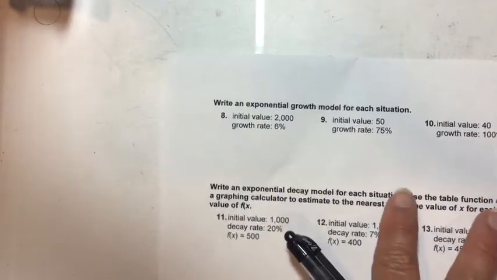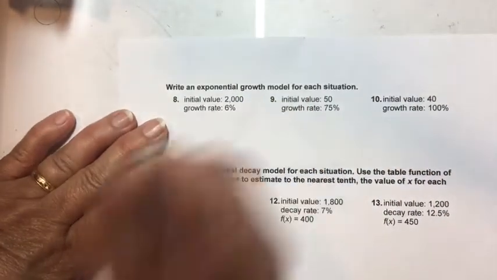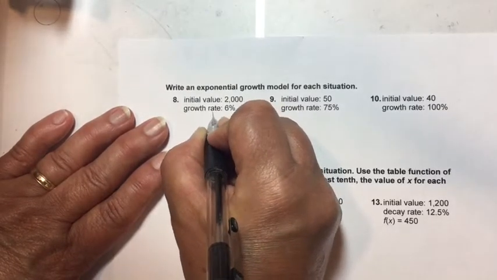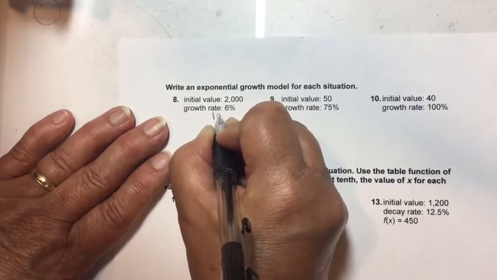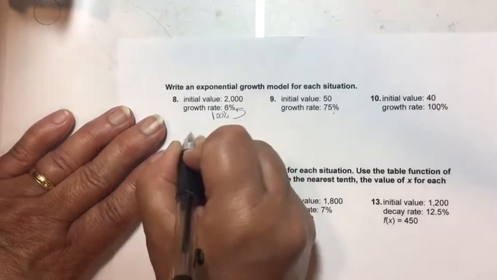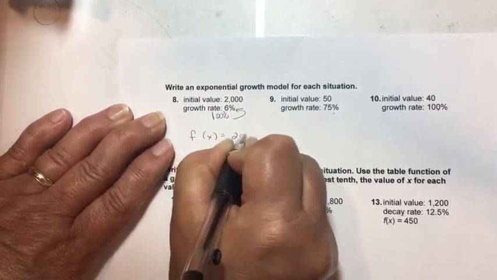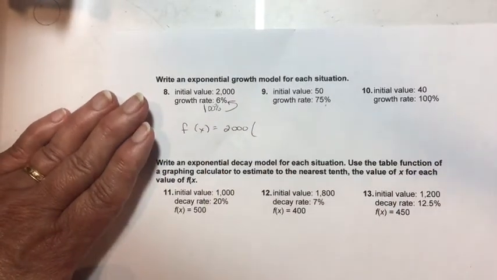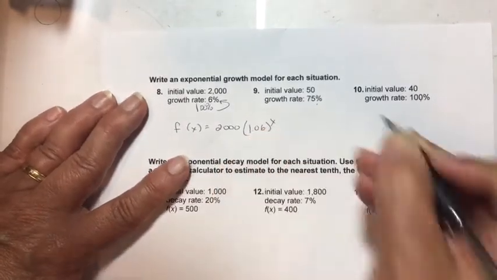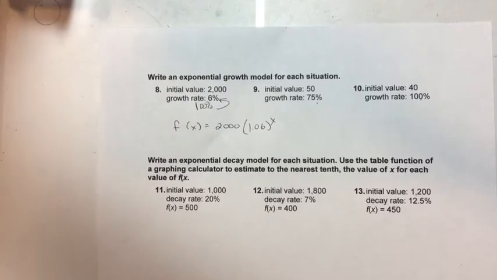Okay, moving on. These are slightly different than the ones on your homework, but not really. On the homework, they gave you the growth factor. The growth factor, remember, you have to take the initial whole 100% and add it to these values. Okay, so your function would be the initial value of 2,000 and then your growth factor of 106%, which is 1.06. Okay, now if you didn't get that right, go ahead and pause the video and try 9 and 10 again.